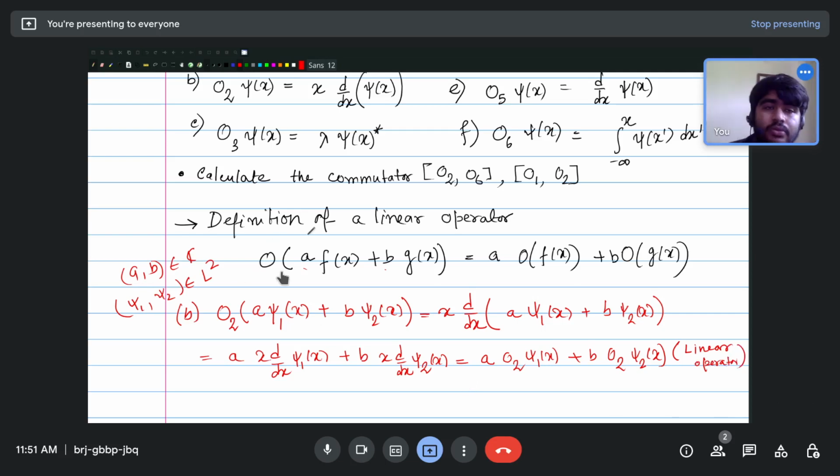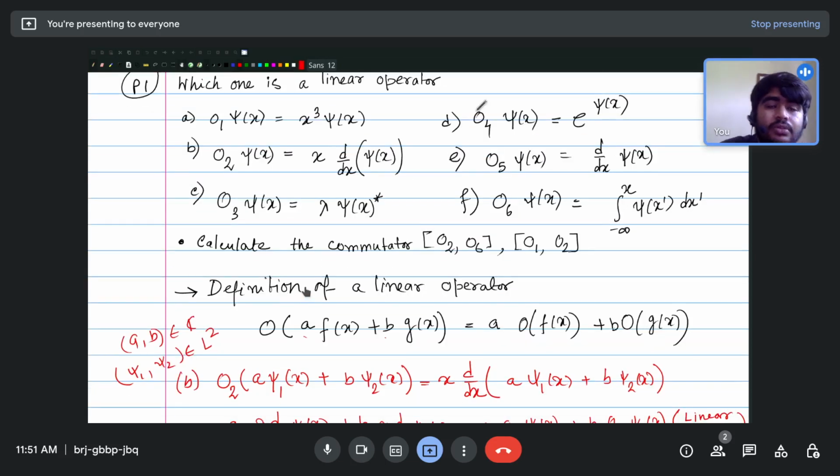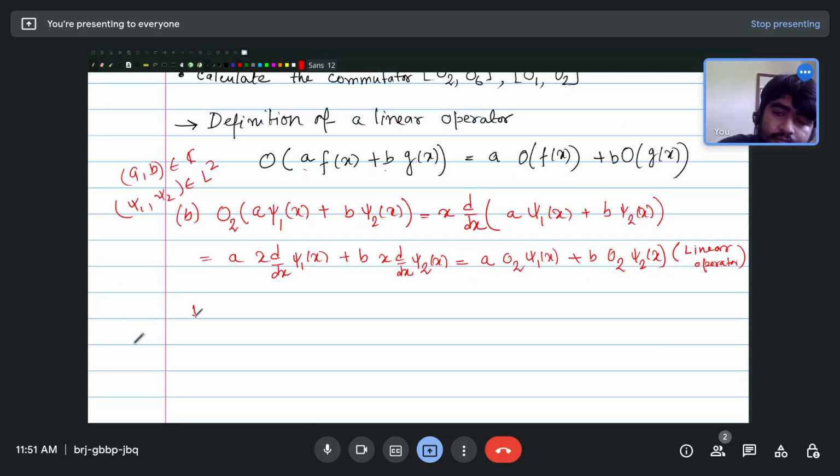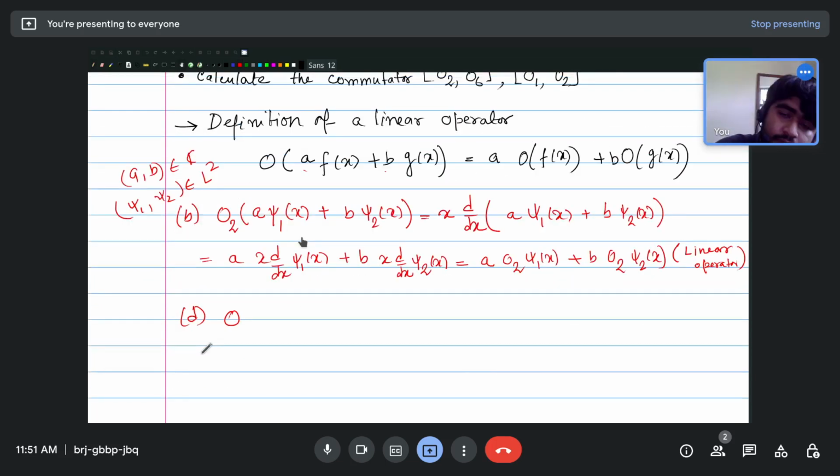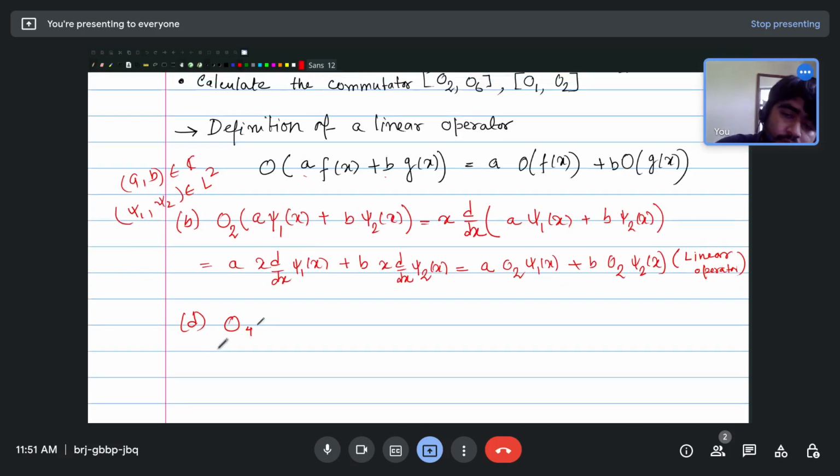So let's do another example, example D. In example D, O4 is given on some ψ(x) as e to the power ψ(x). Okay, so this is the operation, and let's try to see whether this operator is actually linear or not.